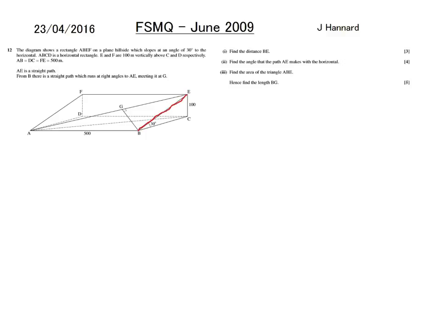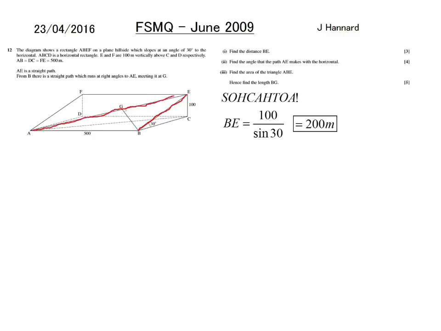SOHCAHTOA, which is BE is opposite over your sin, so it's going to be 100 over sin 30. Sin 30 is a half, so I just double it and call it 200. So that's part 1 done. Part 2. Find the angle that the path AE makes with the horizontal. So AE is this line here, all the way up. And this is the angle you want here. So we're going to call that x.